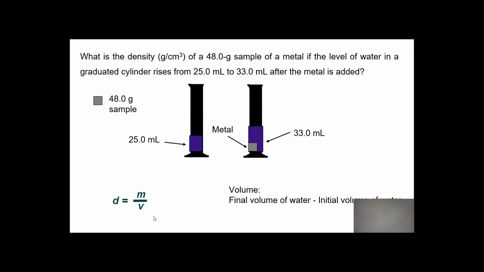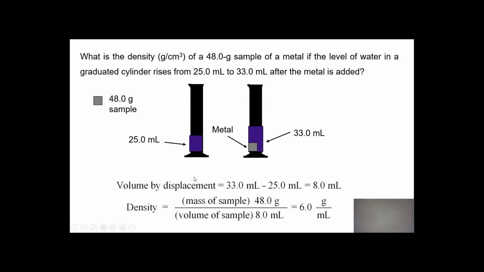Here's another one. What is the density of a 48-gram sample of a metal if the level of water in a graduated cylinder rises from 25 mL to 33? So here we have a 48 gram sample. That's our mass. We need to know the volume. We get the volume by looking at the difference in the volume when the volume was raised with the metal in it. Remember, it's final minus initial, and that will give us our volume. So we have 33.0 mL minus 25.0 mL, and that ends up producing 8.0 mL following the subtraction rules. We will now plug that in for volume on the bottom, and this gives us 6.0 grams per mL.